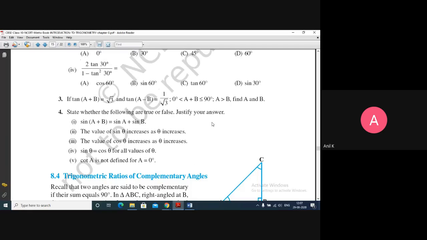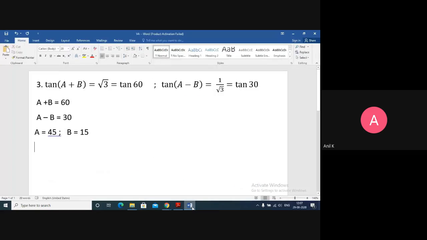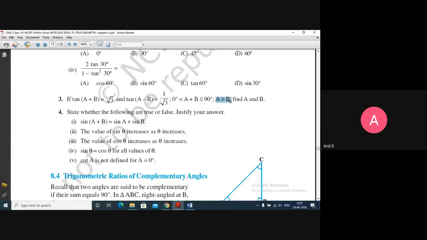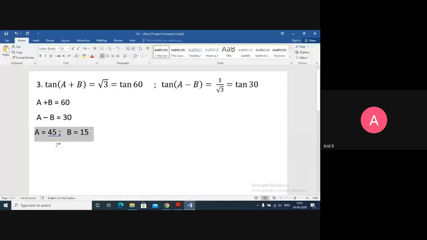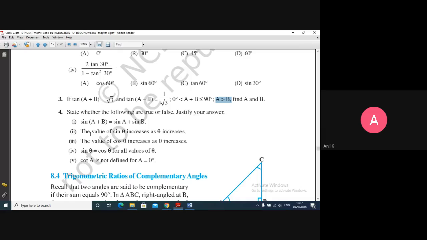Some extra conditions are given here. Your A + B value must be less than 90 degrees. Yes, I got the A + B value as 60 degrees. 45 plus 15 is 60 degrees, which is less than 90. And one more condition is given: A is greater than B. Yes, 45 is greater than 15. So the answer you got satisfies all the given conditions. Okay.